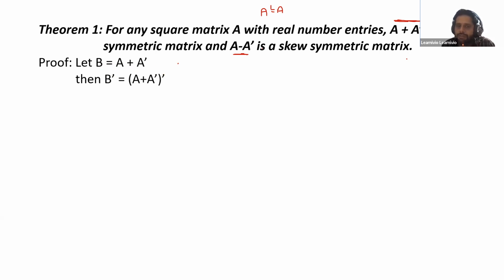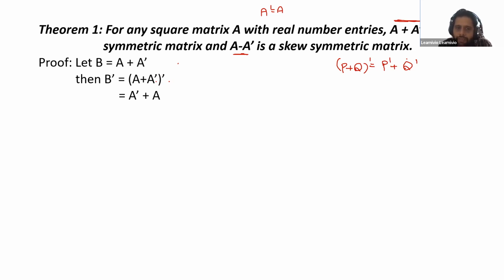From where are we getting A plus A transpose? From here, because we need to prove this symmetric part first. So we have assumed B is equal to A plus A transpose. We find the transpose of B, so we get this one. After this, we open the bracket. This property we have already done, that P plus Q transpose is equal to P transpose plus Q transpose. This we have already done in the transpose topic.